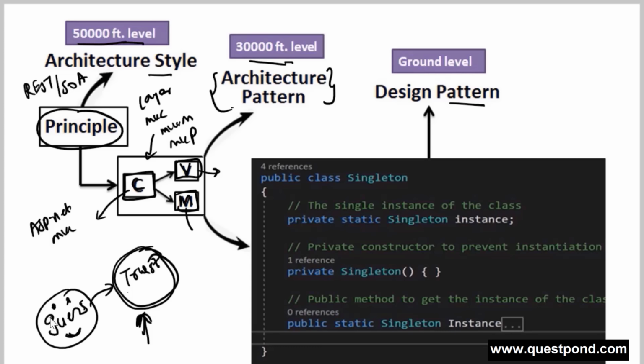So an architecture pattern does not talk about how this will be implemented, or how the code would be. It does not talk at the code level. It just talks at the broader level, at the block diagram level. It just defines the overall structure, right? So that is the architecture pattern. Design pattern is very, very specific. It has a very specific context.